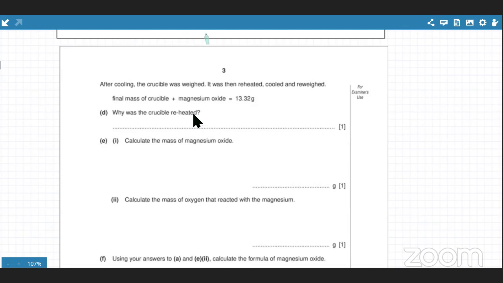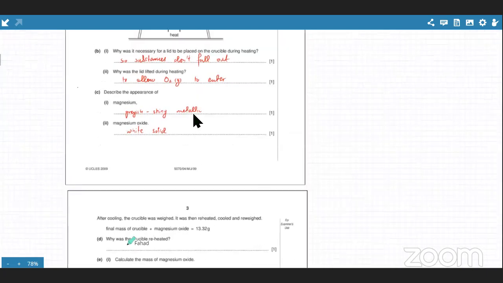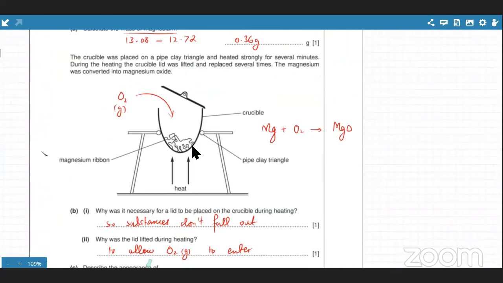Now, the purpose of reheating a crucible is that what were you trying to do? If you go back and have a look, you were basically trying to heat this magnesium and react it with oxygen. So the purpose of reheating it over and over again is to ensure that all the magnesium has reacted with oxygen. And whenever Mg reacts with oxygen over here, the mass would increase. Mg, oxygen will get added and MgO would be formed, which is why you always reweigh it.